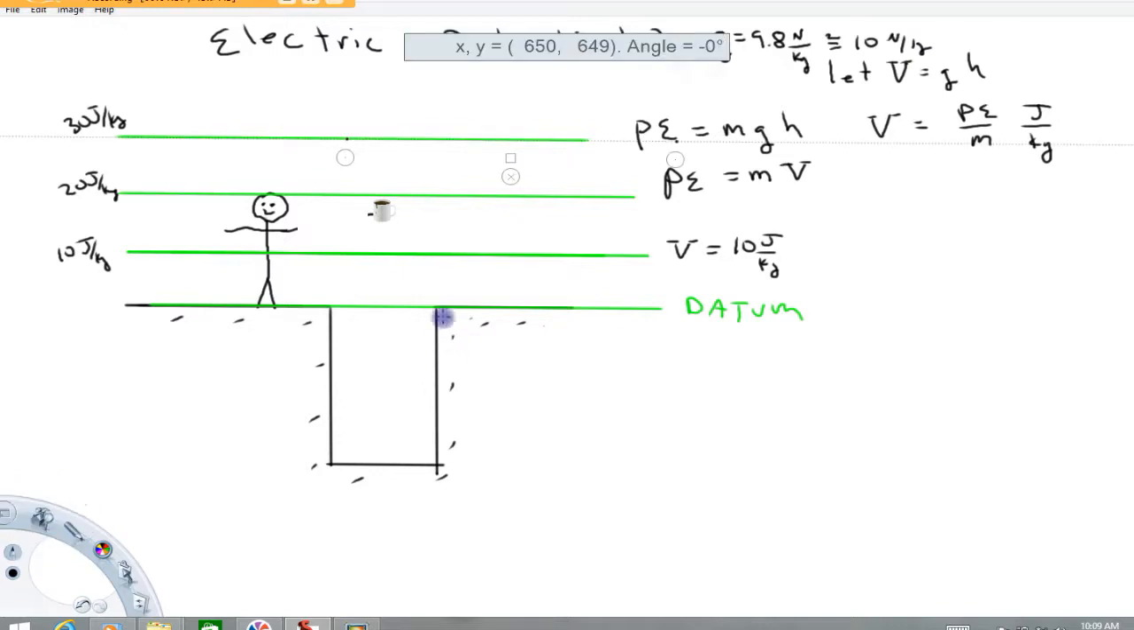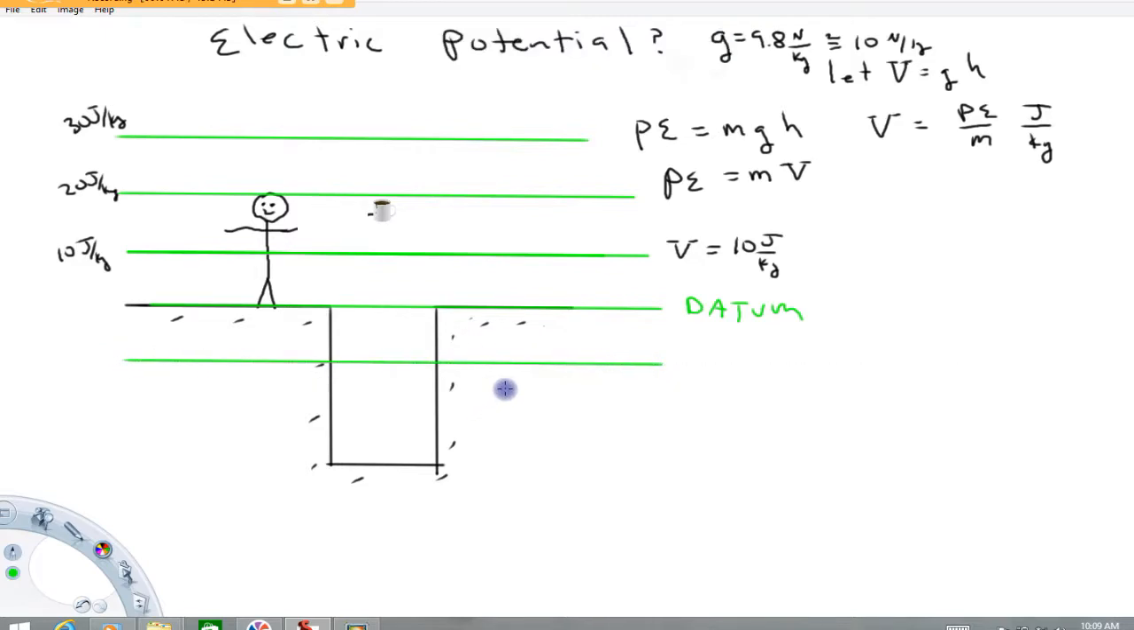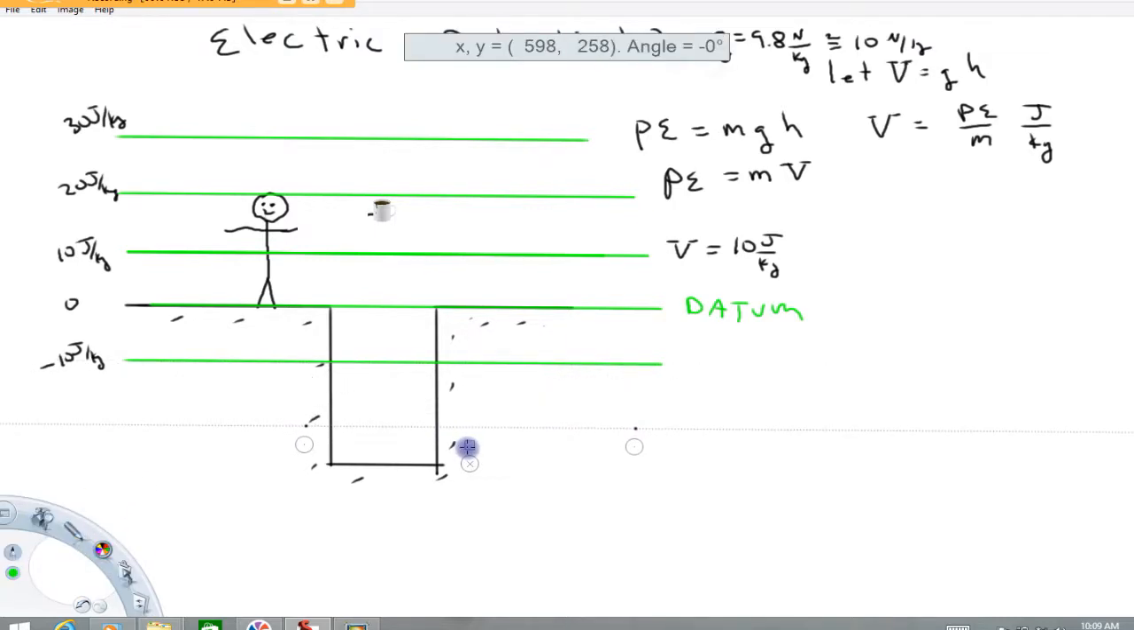I could also come down here now, about a meter, and you can probably guess what the potential here is going to be. It's going to be about minus 10 joules per kilogram. And if we go down another meter, we're going to be at a potential of about minus 20 joules per kilogram.